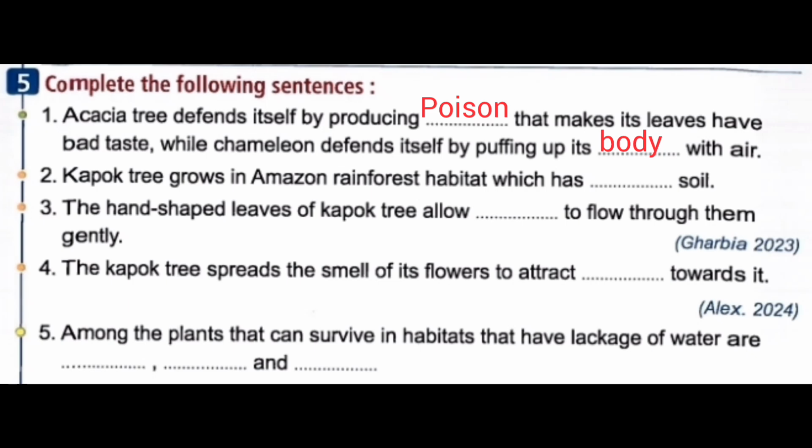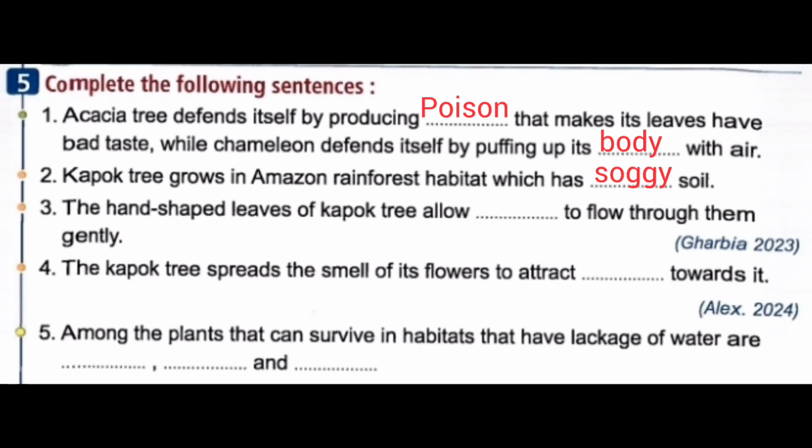Number 2. Kabak tree grows in Amazon rainforest habitat, which has blank soil. What is the type of soil in Amazon rainforest? It's a soggy soil. So the answer is soggy.